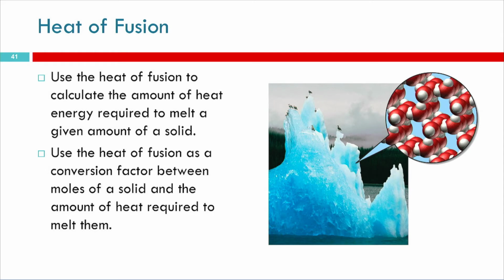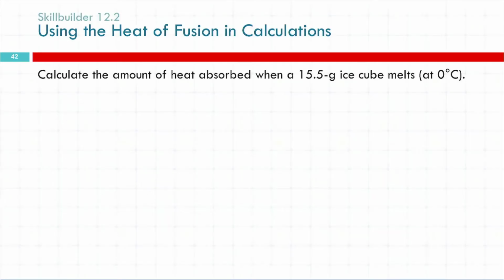And we can use the heat of fusion then to calculate the amount of heat required to melt a given amount of a solid. Use the heat of fusion as a conversion factor between the moles of a solid and the amount of heat required to melt them. So just like we did for heat of vaporization, we're just doing that now for heat of fusion.